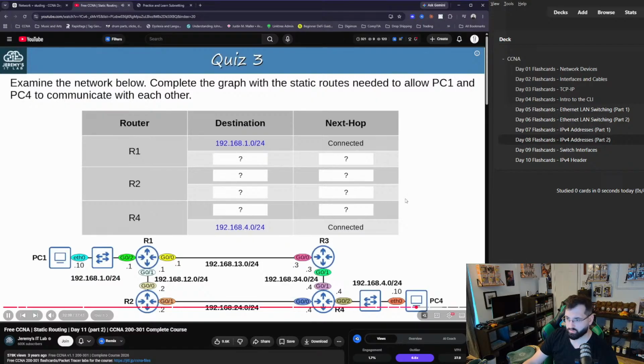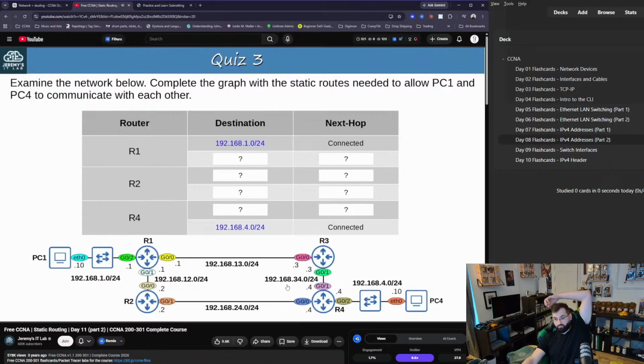Note that the graph specifies R1, R2, and R4. We're not using the path via R3 this time. So each router in the path needs a... Oh, I didn't notice that. So then it's going to be 12.2. Route to 192.168.1.0/24 and a route to 4.0/24. R1 has a connected route to 1.0/24, so it just needs this path to 4.0/24.